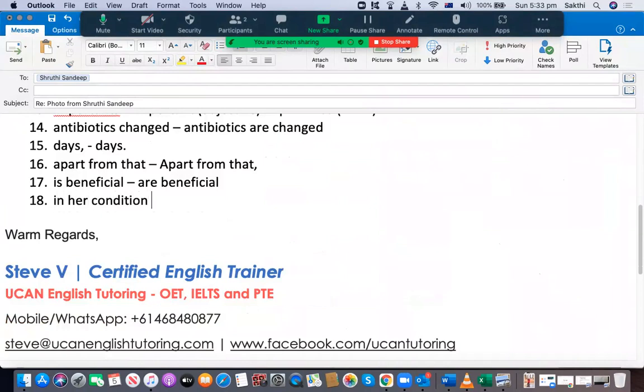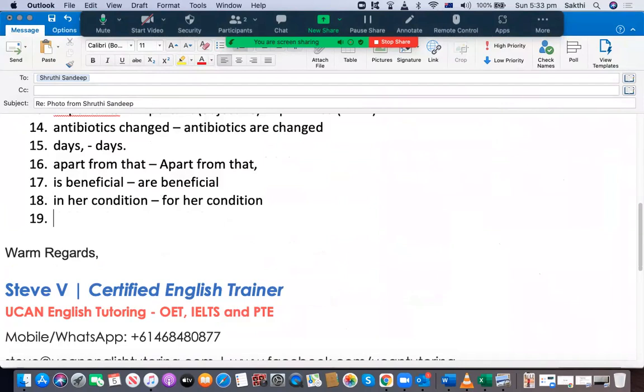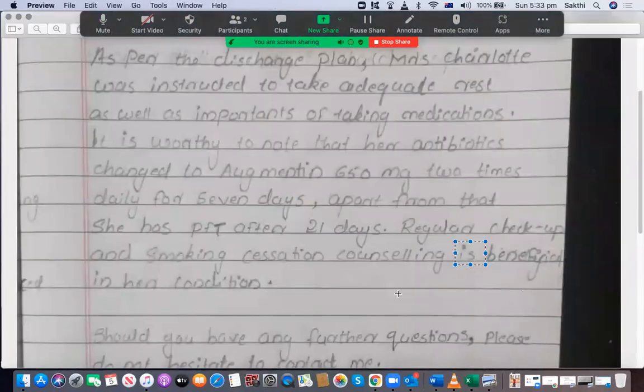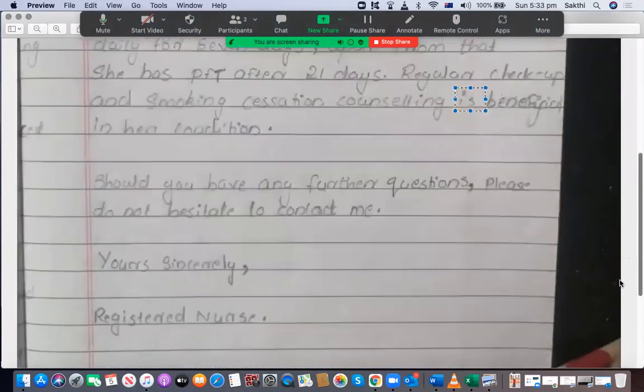All right, the next one is you said "in her condition", right? It's going to be "for her condition". If you have already exceeded 200 words, I would recommend you to cut this whole phrase. "In her condition" can be removed fully. Otherwise, you have to write "for". If you still have a good word count, you can use "for her condition".